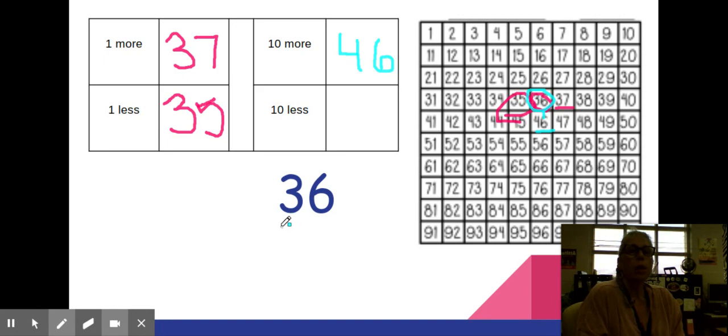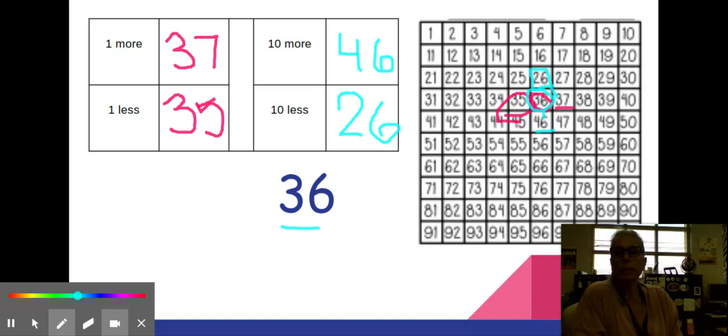Let's come back to our 36. And now we want 10 less. So to go less, we're moving up. We're going to move up to the box above our 36. Notice our 6 in the ones column stays the same, but the digit in the tens column got smaller. 10 less than 36 is 26. Good job, y'all.